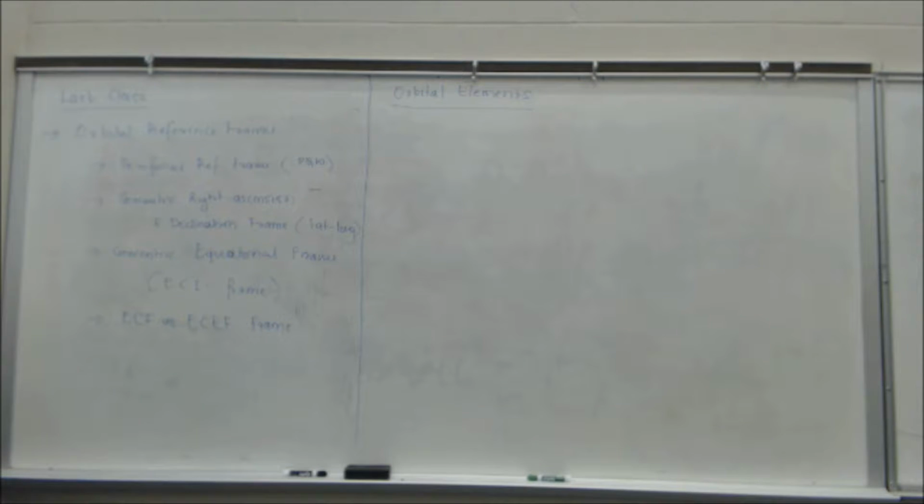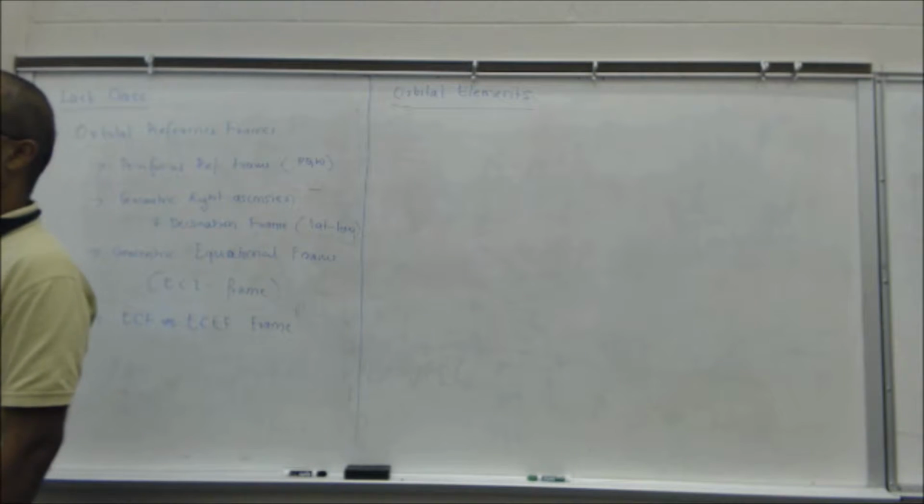This angle between the perigee and the satellite position, that is the true anomaly. Okay? So your P and W are these directions. The perpendicular to P in the orbital plane.